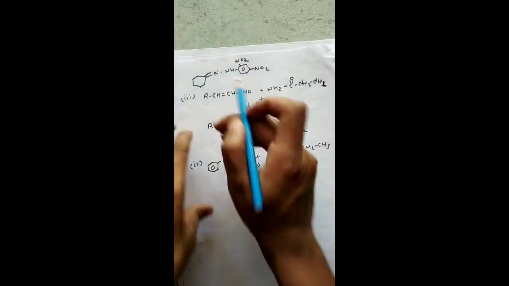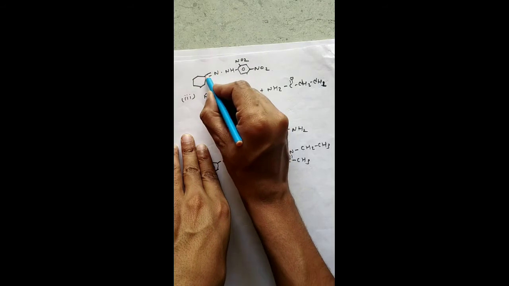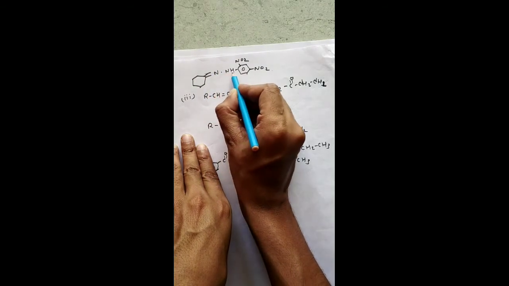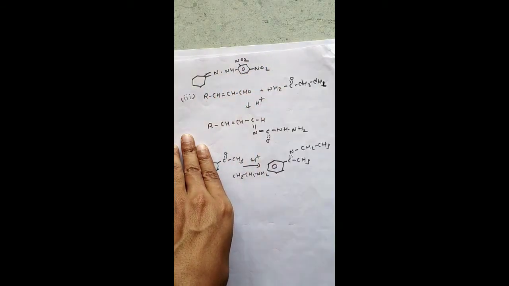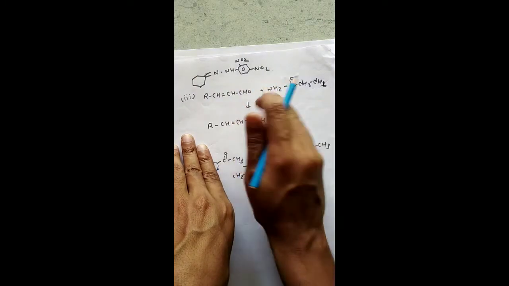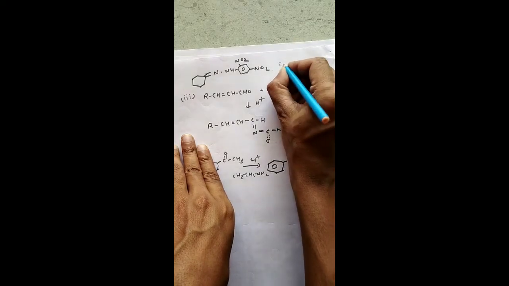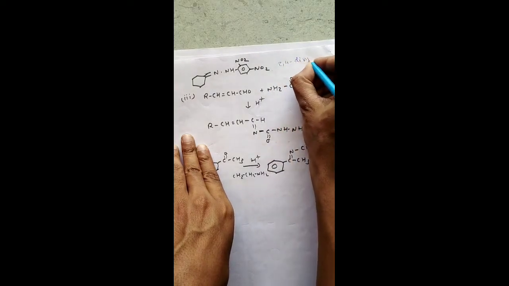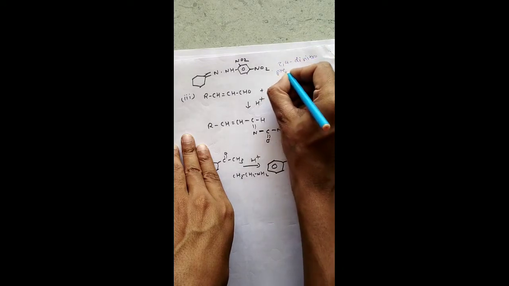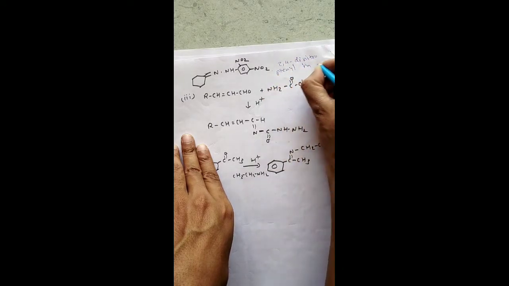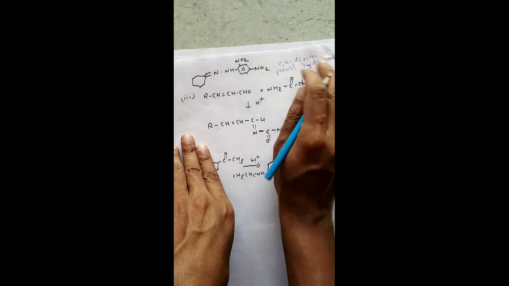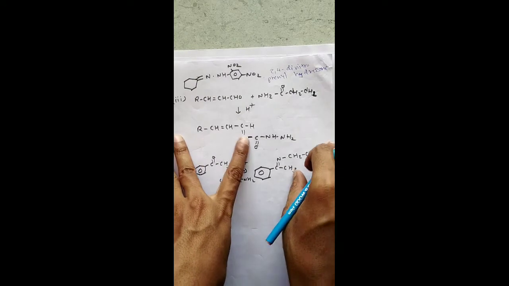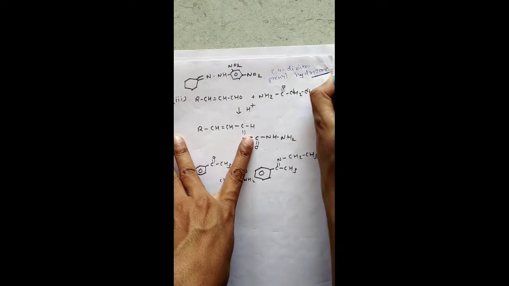So here you can see the product I have written here. On the cyclic structure we have a double bond, then N, NH, then a phenyl ring and 2 NO2 groups are there. Now the name of this product is 2,4-dinitrophenylhydrazone. The reactant was hydrazine. The product is hydrazone.